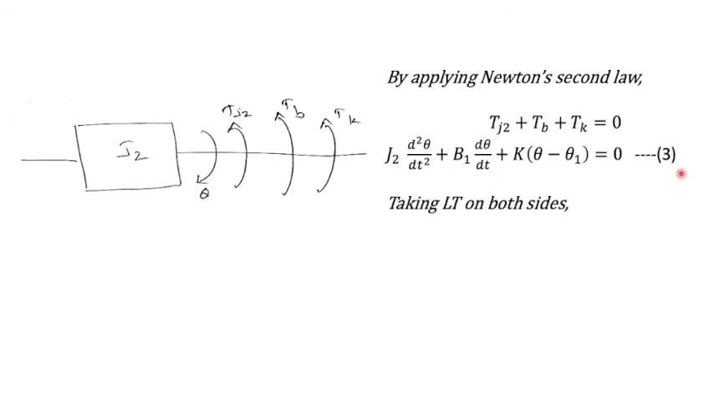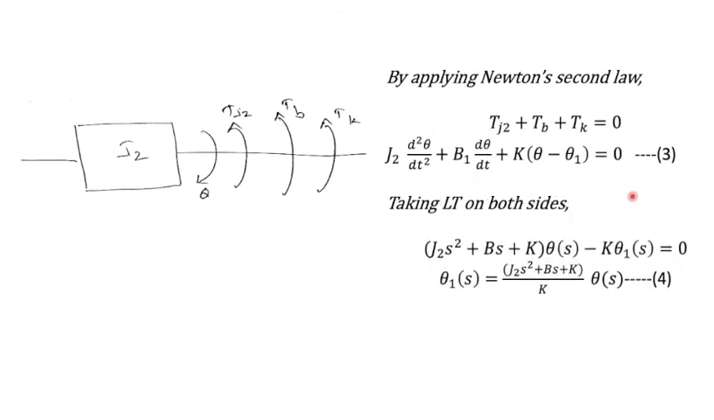Taking the Laplace transform on both sides of equation number 3, we have (J2 s square plus b s plus k) into theta of s minus k into theta 1 of s. Notice that d square theta by dt square is represented by s square into theta of s. Rearranging, we can express theta 1 in terms of theta, given by equation number 4.